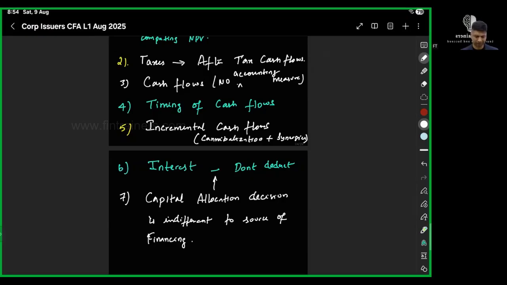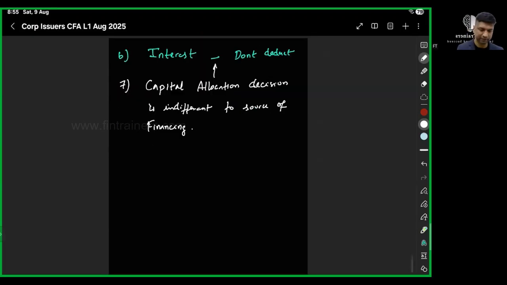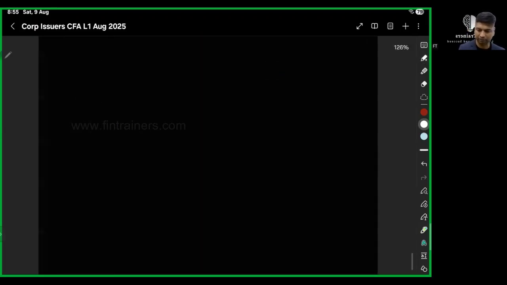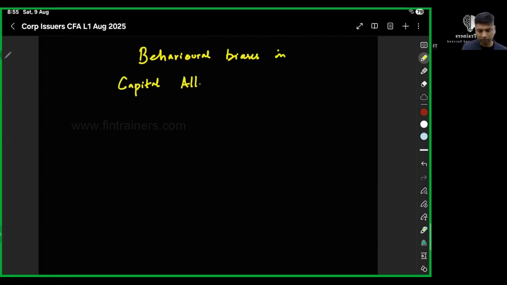After this, there are three more LOS on real option, crossover rate, and pitfall. But before that, I'm going to talk about behavioral biases in capital allocation. This is there in almost every topic. They talk about the behavioral finance aspect. This is like psychology plus finance kind of a thing. What are the behavioral biases in capital allocation? There are four. The first one is inertia.